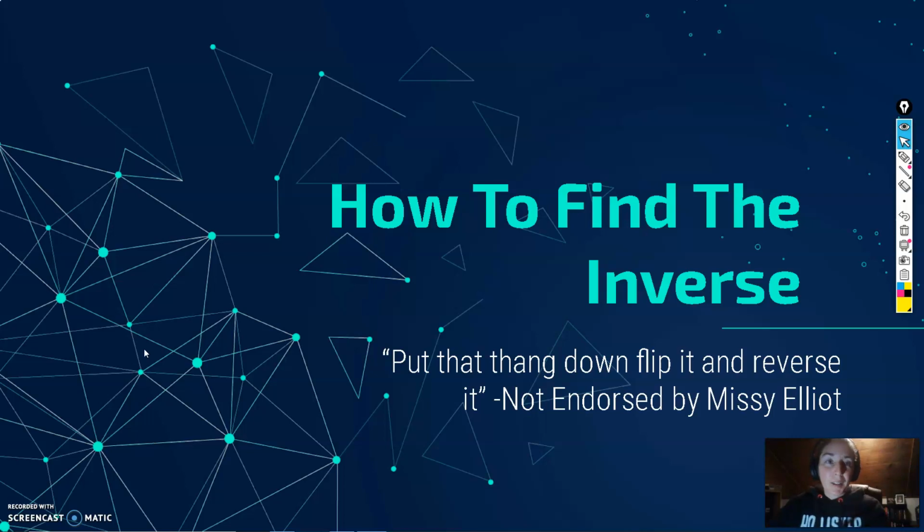We're going to be going along with the Missy Elliott song Work It for this, which is "put that thing down, flip it, and reverse it." This is by no way endorsed by Missy Elliott. However, she may be a secret mathematician.